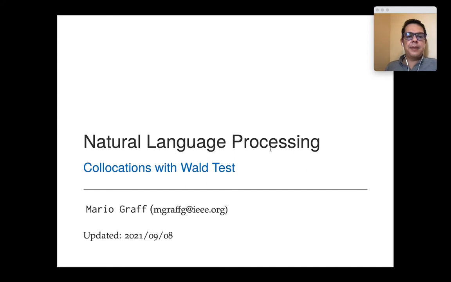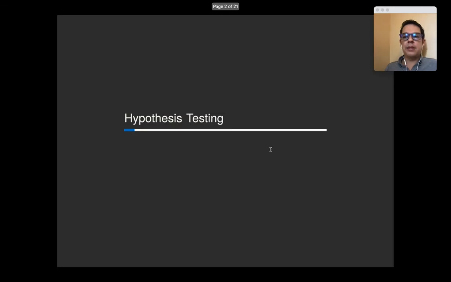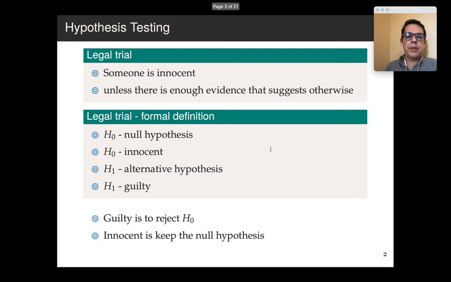Hi, I'm Mario Graf. This is Natural Language Processing, and today I'm going to talk about collocations with Wald test. Before I start talking about collocations, let me talk a little bit about hypothesis testing.